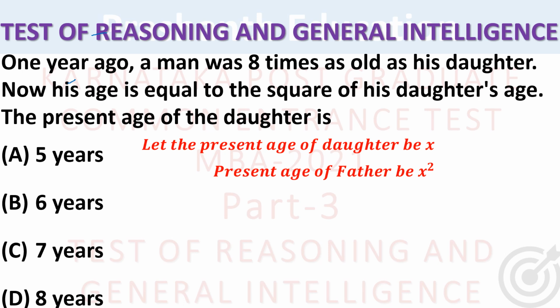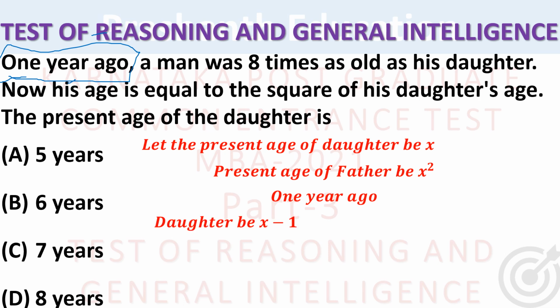Let's look at the second part. Now here you have to see this 1 year ago. So 1 year ago means 1 year behind, the ago means behind. So if 1 year ago, for the daughter it would be x minus 1. This one you need to know. Year ago they are talking, that's why we are minusing 1 from daughter. Similarly, the man's age, the father's age will be x square minus 1. So this minus 1 indicates that 1 year ago.